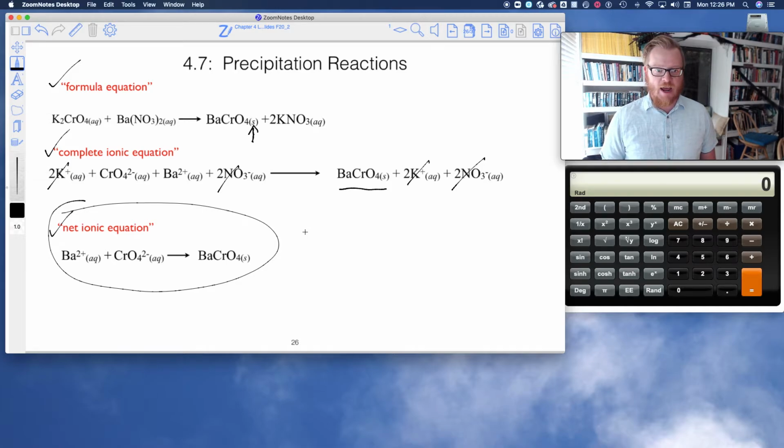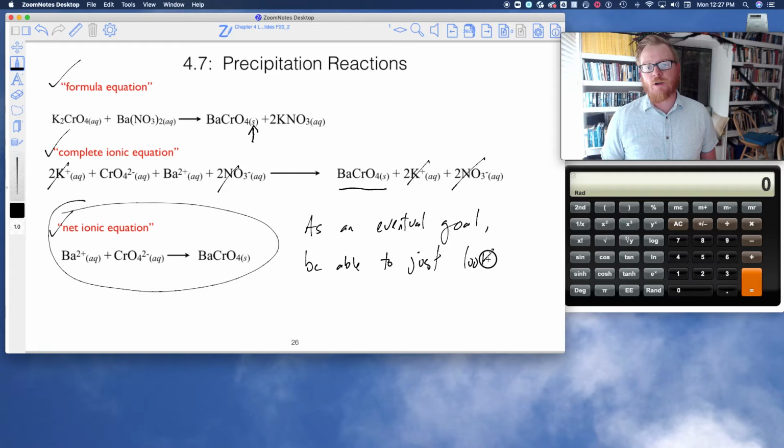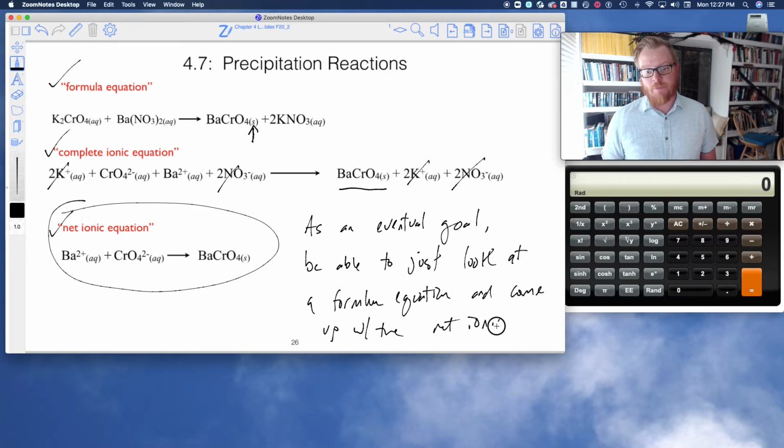ionic. So I'm going to write this down as an eventual goal: be able to just look at a formula equation and come up with the net ionic, okay? So I know that's going to take you some time. It's going to take some practice, but that is a good goal to work towards. And I'll show you how I kind of look towards this.